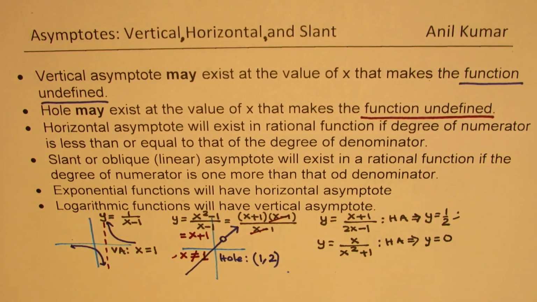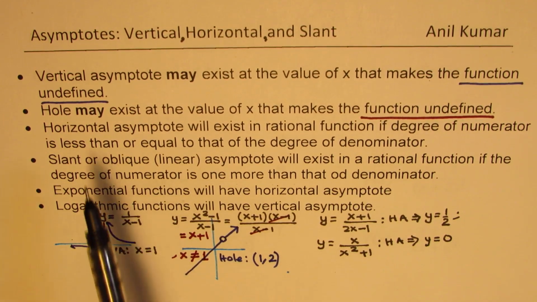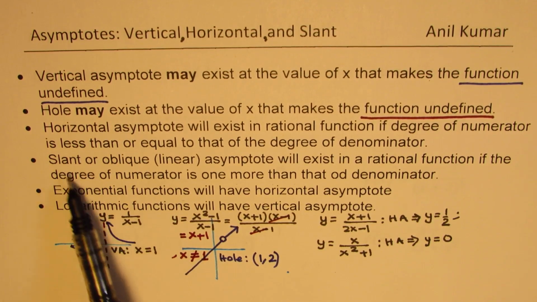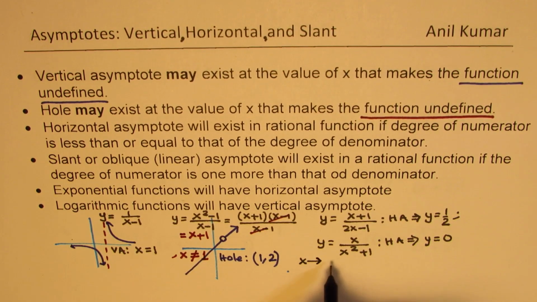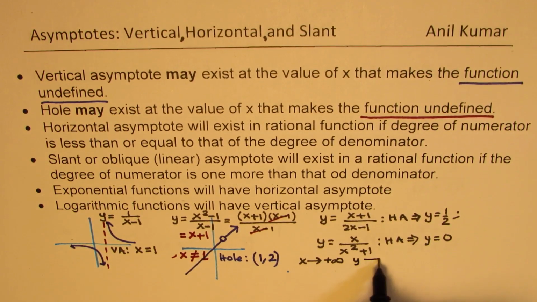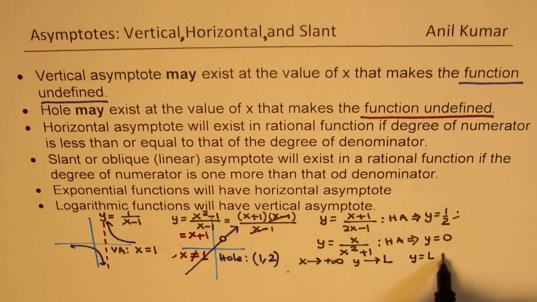That is kind of important to understand. Now when we say horizontal asymptote, what are we trying to figure out? We're trying to see what happens when x approaches positive infinity. If y approaches a value L, then y equals L is a horizontal asymptote. That is what we're trying to say. Is that clear to you, right?